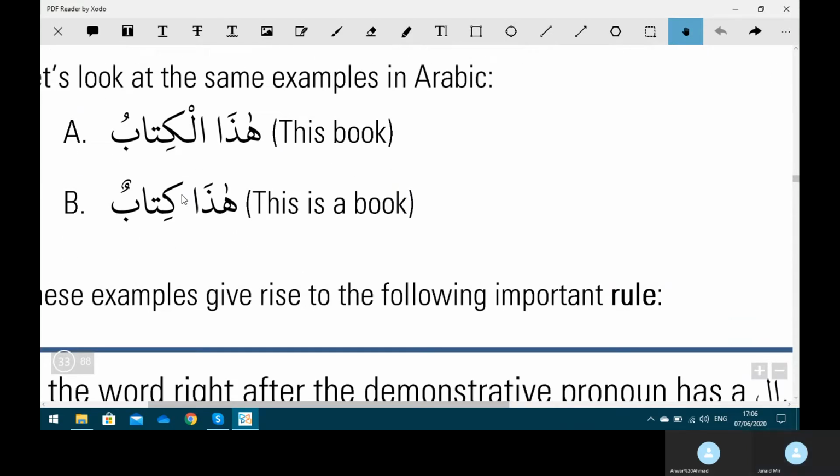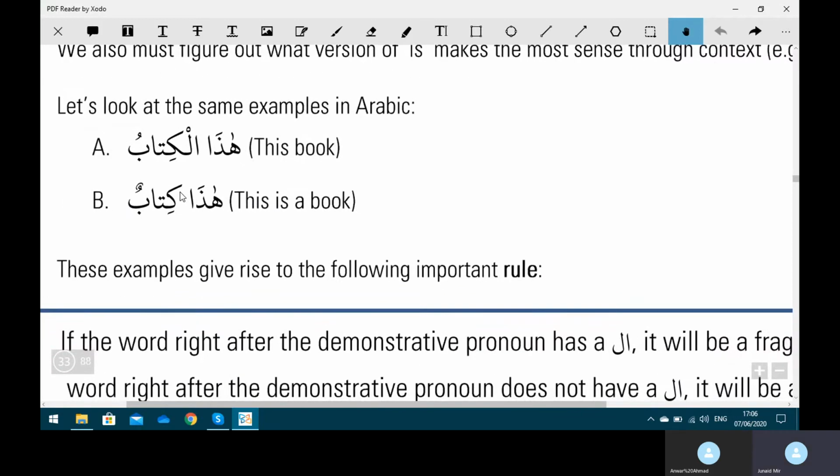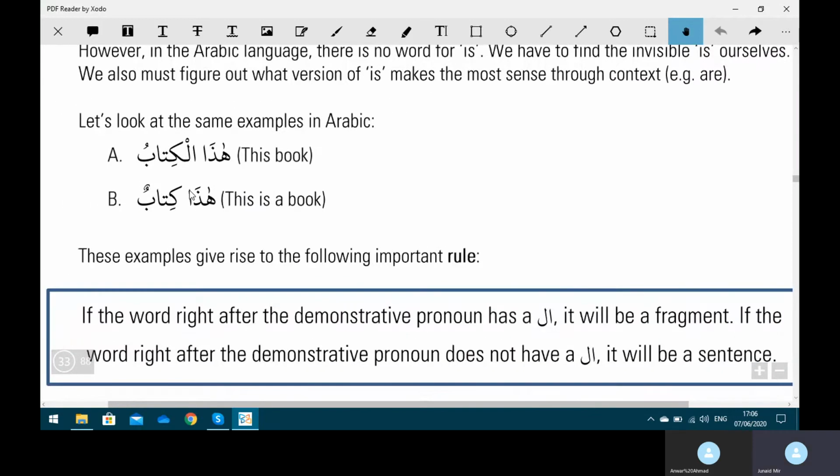And without the alif lam, it's hada kitabun. That's not a fragment. That's a complete sentence. And that means "this is a book." Okay, and refer to the previous videos if you've not seen them yet.